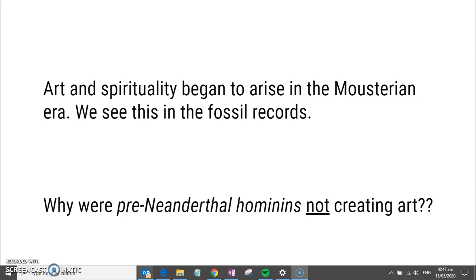Number one, pre-Neanderthal hominins did not yet possess a highly developed frontal lobe, and we know from our research that the frontal lobe is responsible for logical and abstract thought, which includes planning, foresight, imagination, personality, emotions. So without the abstract thought that enables you to foresee something that doesn't yet exist, you can't create art. You can't produce something without mentally planning for it first, and that requires a developed frontal lobe.